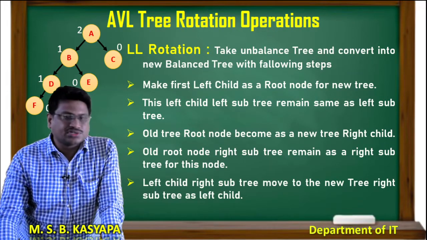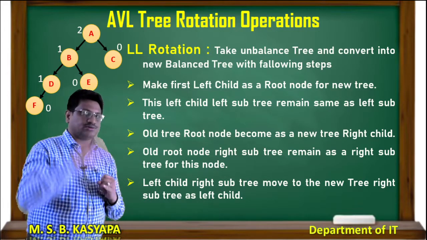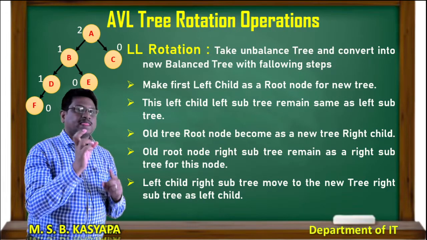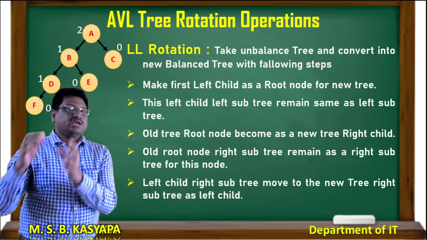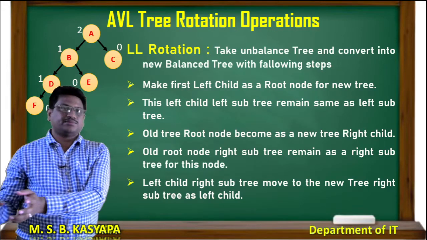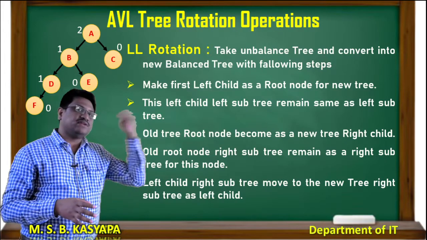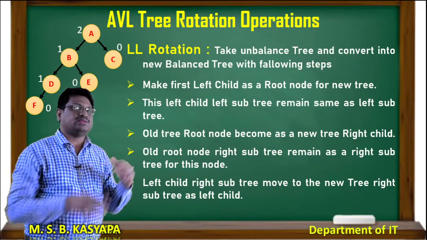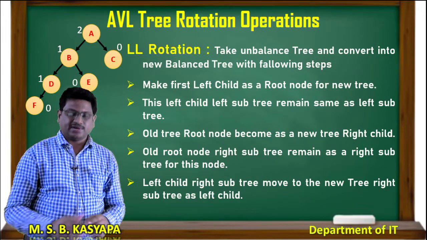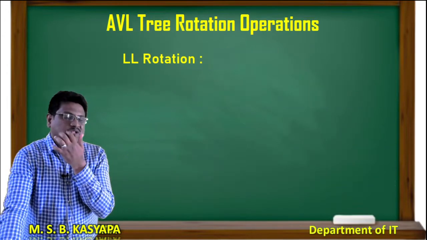So, now these are the processes. What is the process? First, find the first left child, make it the root node. If it has any left child, you make it a left child for this particular node, and the root node becomes a right child. If that root node has any right childs or right subtrees, they remain as right subtrees, and for the new root node, if previously it had any right subtrees, they should be moved to the present tree's right subtrees. Maybe it is confusing like this. Let us take one example.